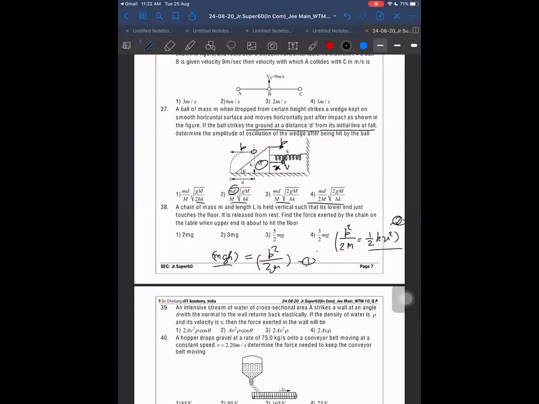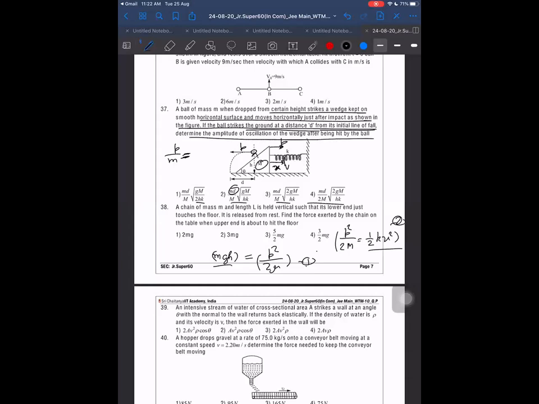Then I will do one more thing here. Then horizontal momentum P by M. H is what height here? H is the height from which it is falling, or H is the height from after collisions?